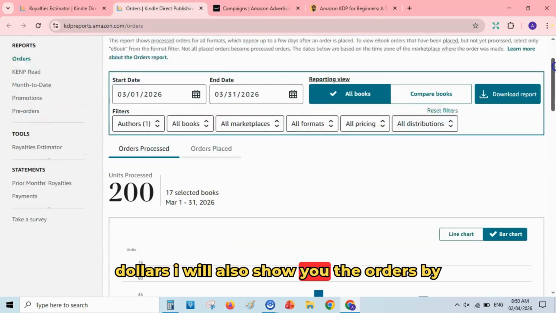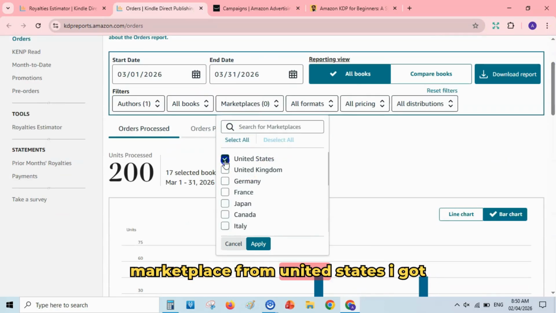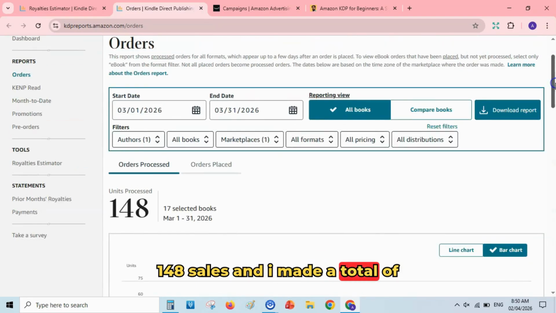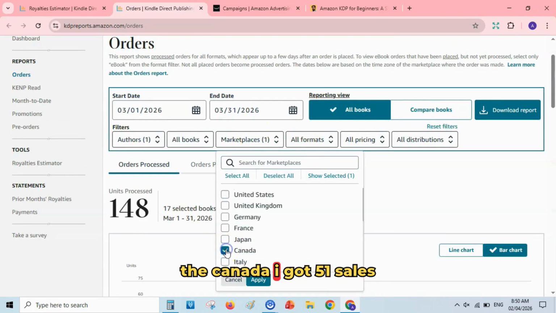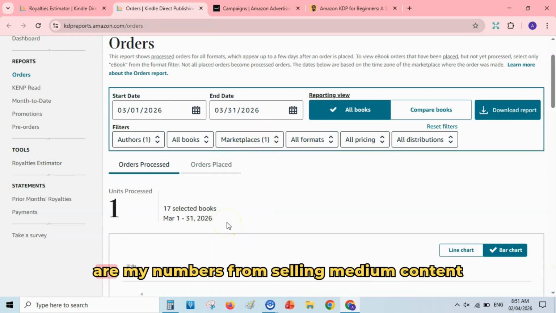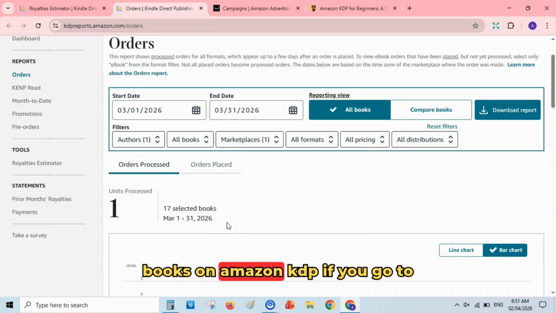I will also show you the orders by marketplace from United States. I got 148 sales and I made a total of over $413. Similarly, in the Canada, I got 51 sales. In Japan, I got 1 sale. So these are my numbers from selling medium content books on Amazon KDP.